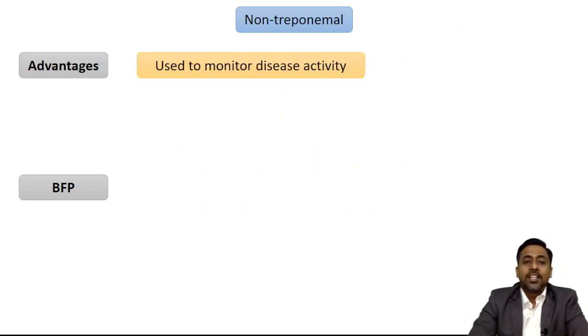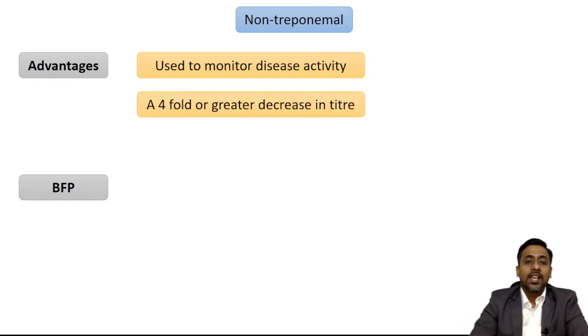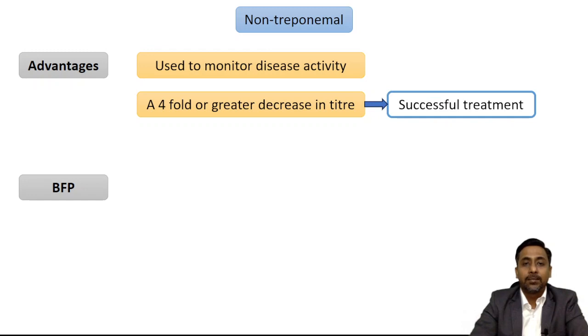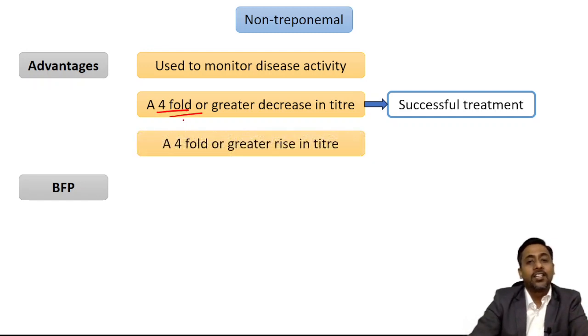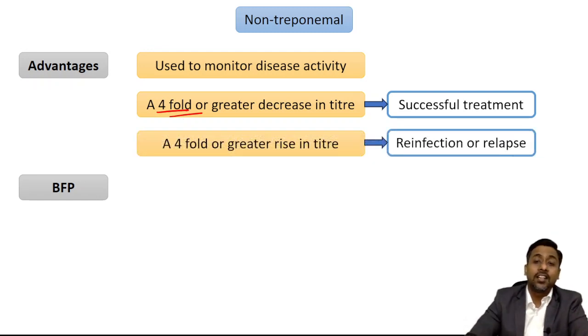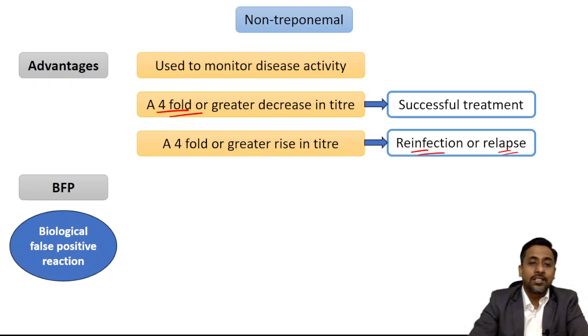So the advantage of the non-treponemal test is that it is used to monitor disease activity, and a 4-fold or greater decrease in titer indicates successful treatment. So the titer of non-treponemal antibodies decreases after treatment. So a 4-fold or greater decrease indicates successful treatment. And if a 4-fold or greater increase in titer occurs, then what does it indicate? It indicates reinfection or relapse. Okay. And biologically false positive reactions also occur, as it is a non-specific antibody.